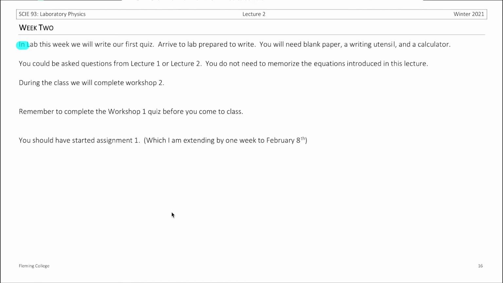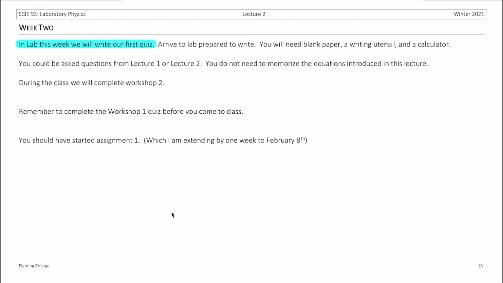This brings us to the conclusion of Lecture 2. In lab this week, you write your first quiz. Make sure you arrive to lab prepared to write. You'll need blank paper, a writing utensil, and a calculator. As mentioned in workshops, you could be asked questions from both Lecture 1 and Lecture 2. You do not need to memorize the equations introduced in this lecture. I will provide them to you on any quiz and any test.